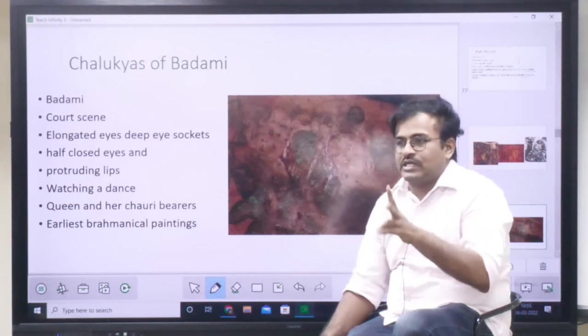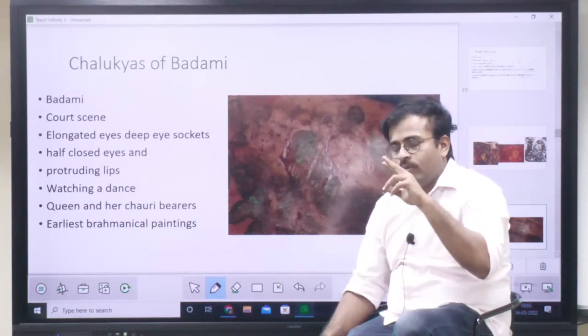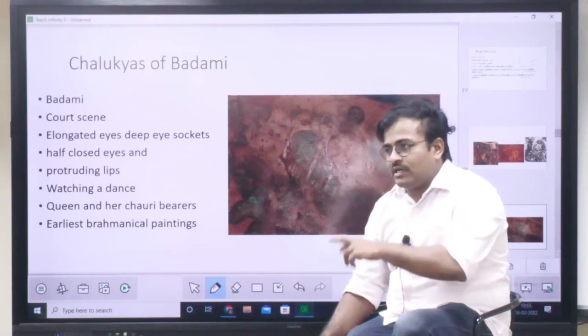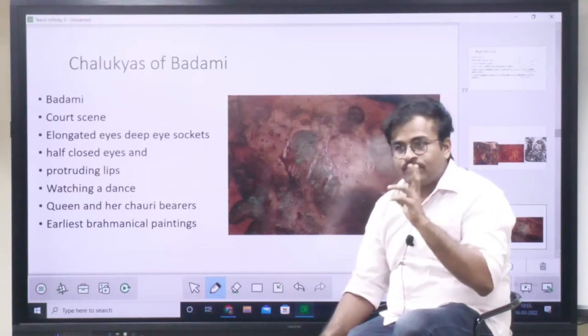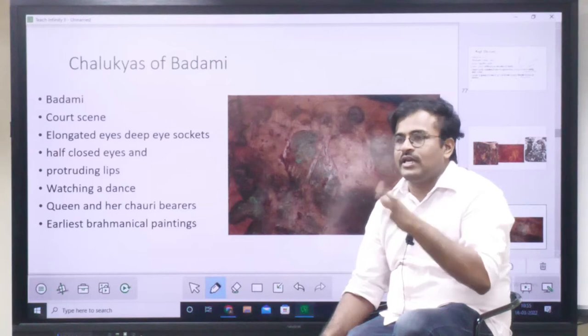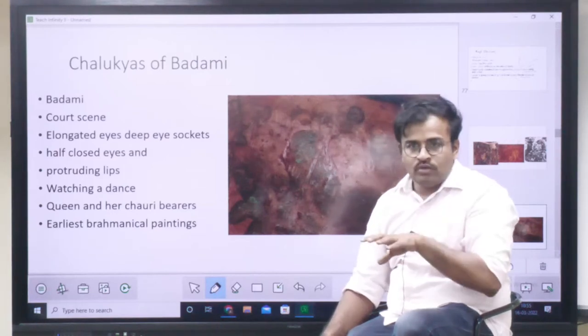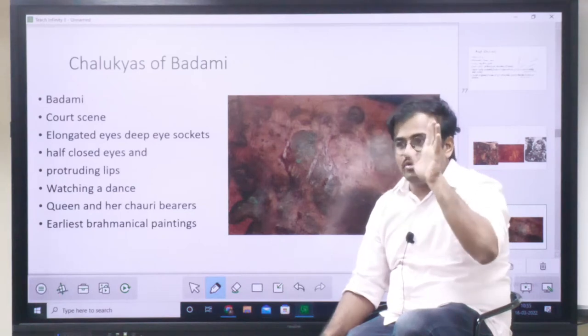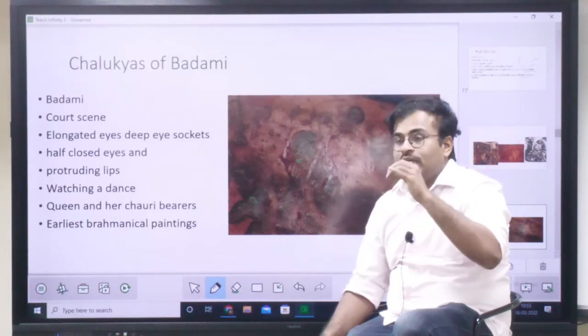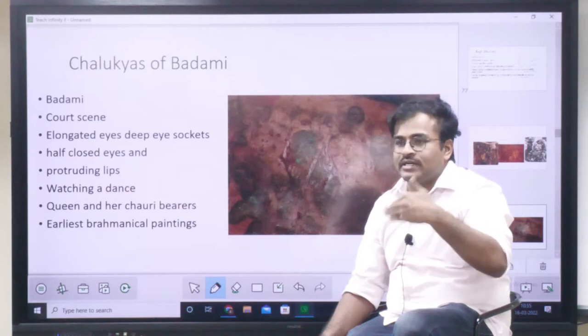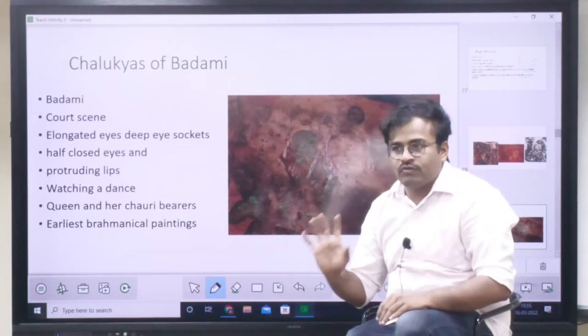So, these are the two stylistic patterns, things which are not present earlier, but they got developed during the Chalukyas of Badami period. And here, the most famous painting is the painting of a dance which is being conducted in a court. The image is of Pulakesi, observing a dance which is being conducted in his court. So, that is the most famous image here.